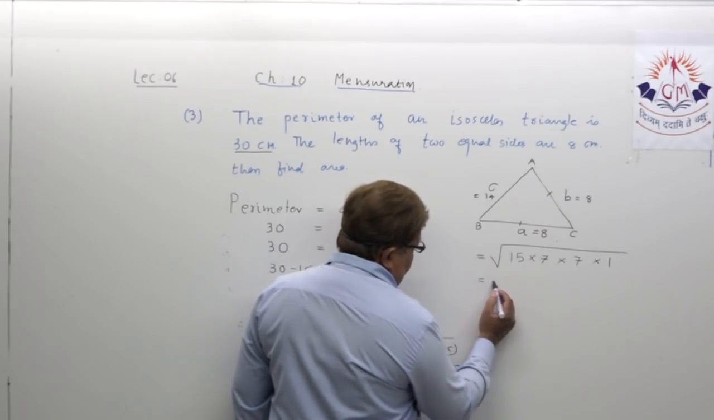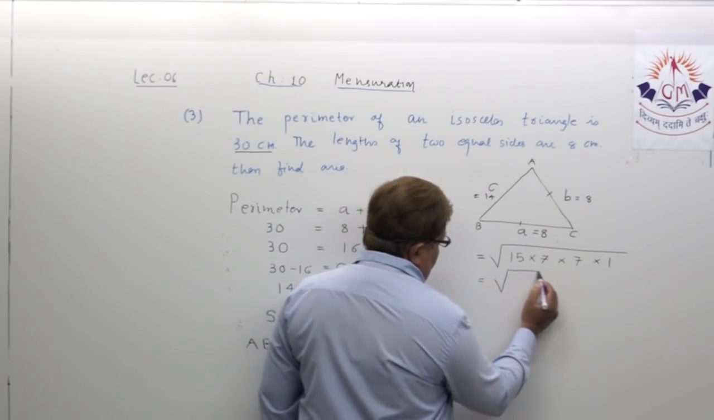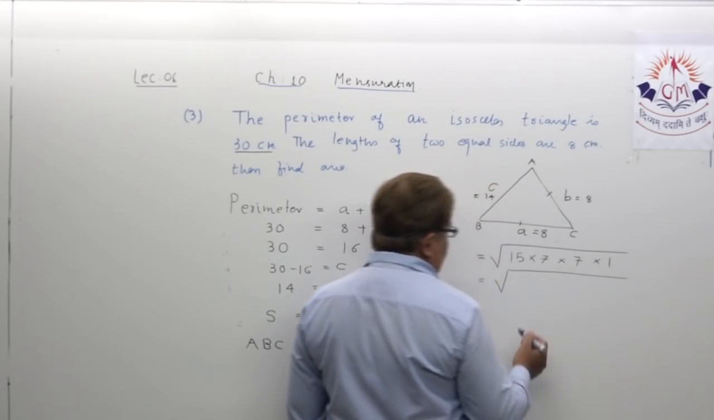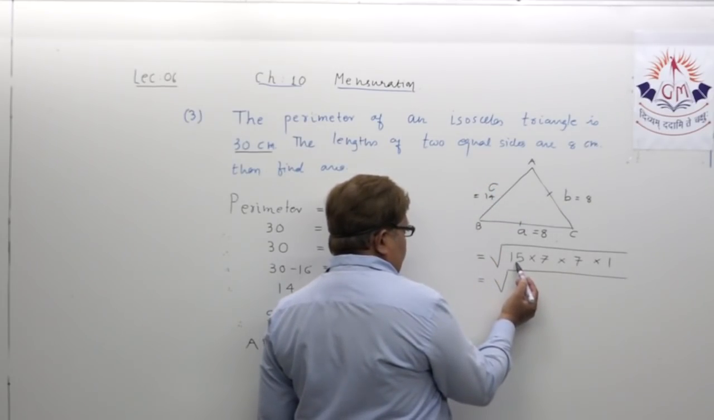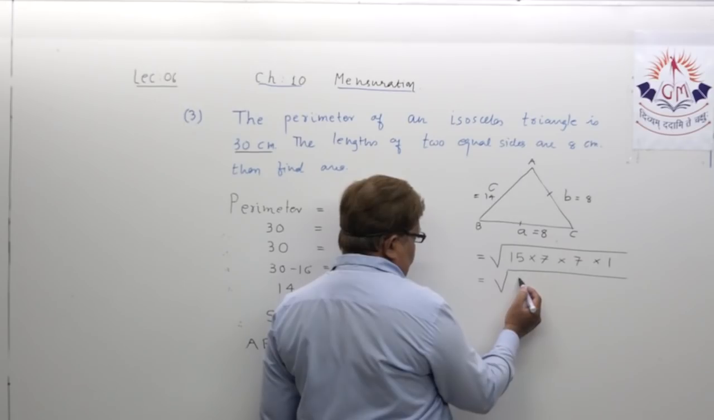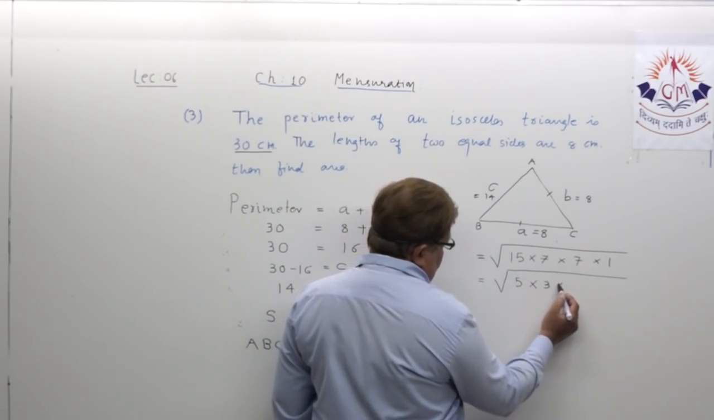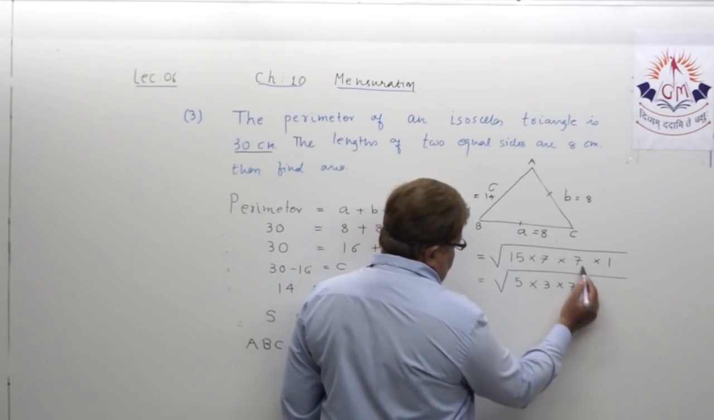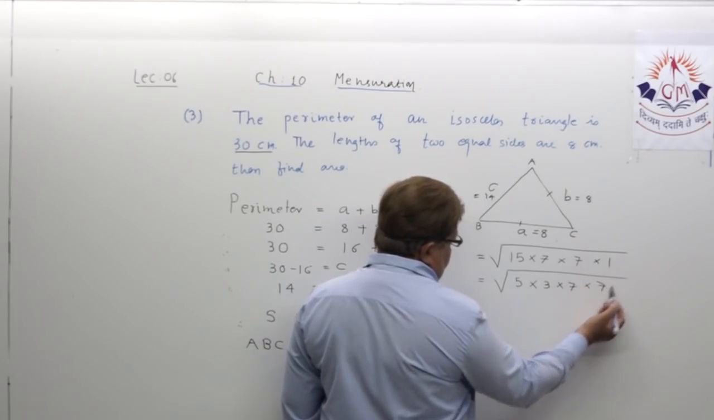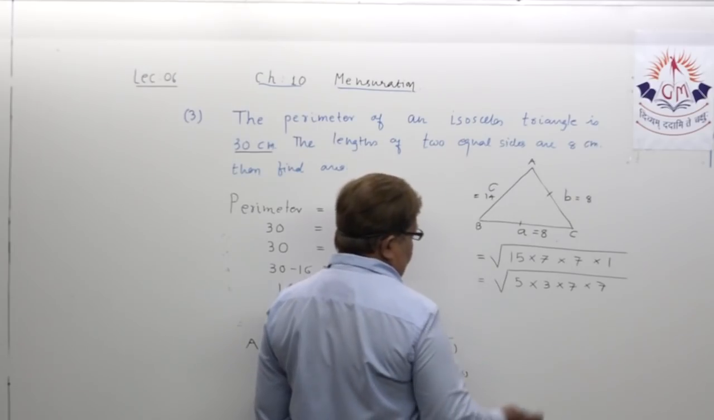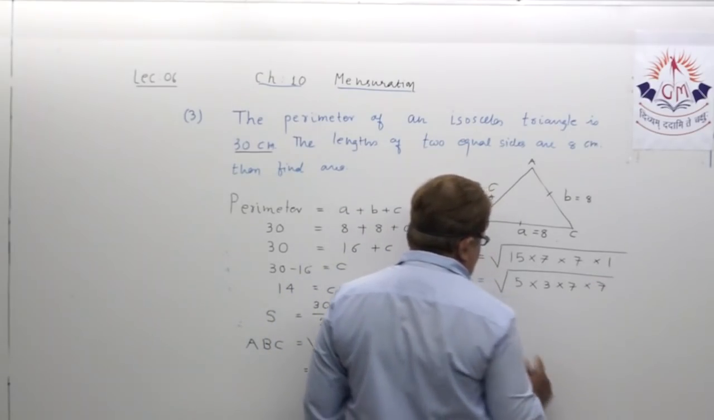Now as usual you will prime factorize 15: 5 into 3. Okay. 7 is already a prime number. This 7 is a prime number. 1 you write or don't write doesn't make any difference to you.